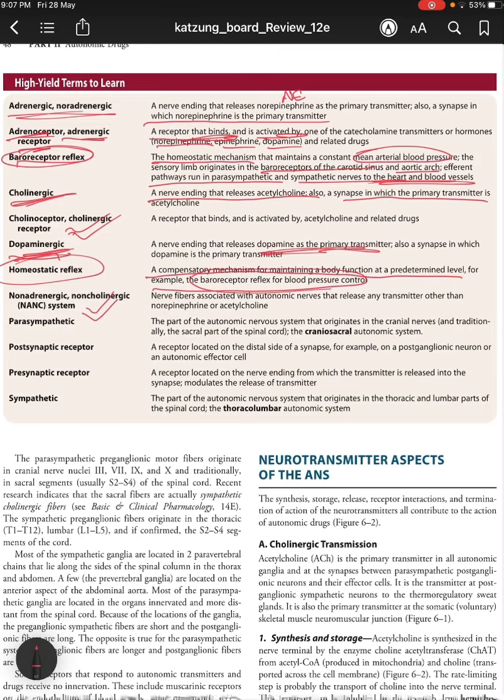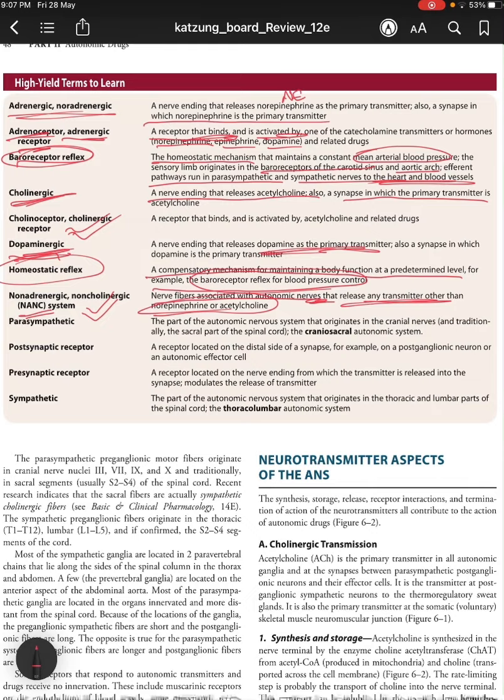Then we have the non-adrenergic, non-cholinergic or NANC system. So nerve fibers associated with autonomic nerves that release any neurotransmitter other than norepinephrine or acetylcholine, because we'll be talking about these two mainly. Then we have parasympathetic.